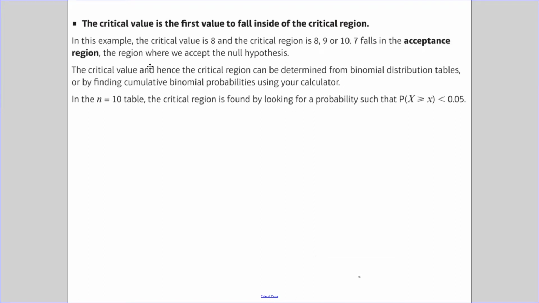So you can either use your calculator to find these probabilities out, or you can use the table. I'm going to suggest using the calculator, and we'll do most of the stuff today using the calculator.